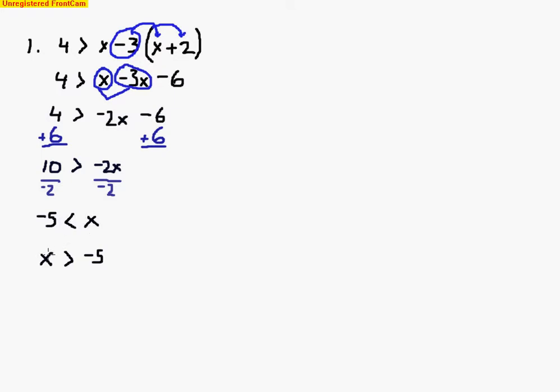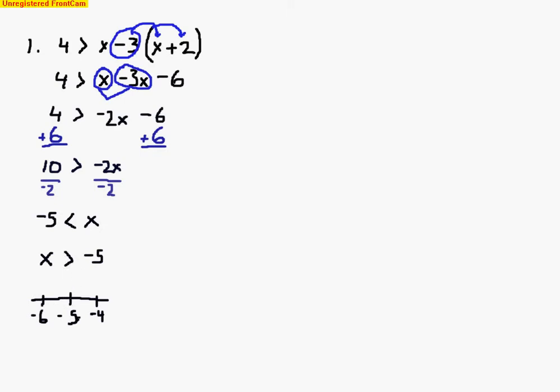If I put the x on this side, I still need the inequality to be open towards the x. So x is greater than negative 5. So now I'll go ahead and graph this, putting negative 5 in the center. And then I'll place the bigger number, which is closer to 0, negative 4, to the right, and negative 6 to the left. And so now I need the appropriate type of circle.